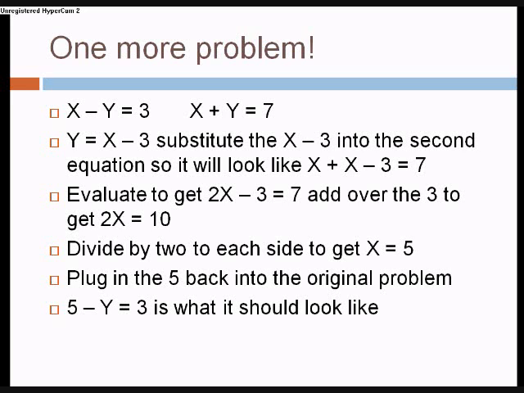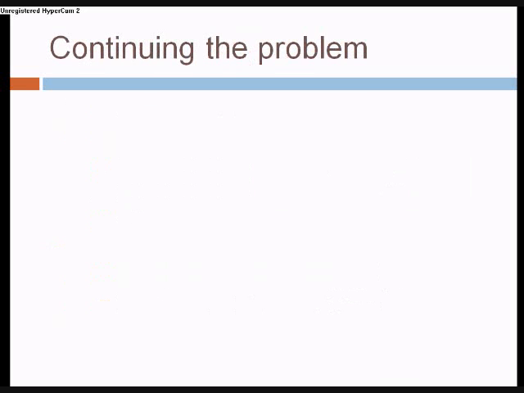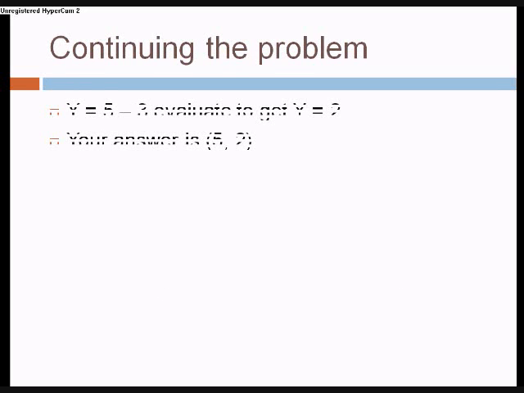And then lastly, plug the 5 back into the original problem to make it 5 minus y equals 3. Then, when you have y equals 5 minus 3, evaluate so you get y equals 2. Your answer is 5, 2.